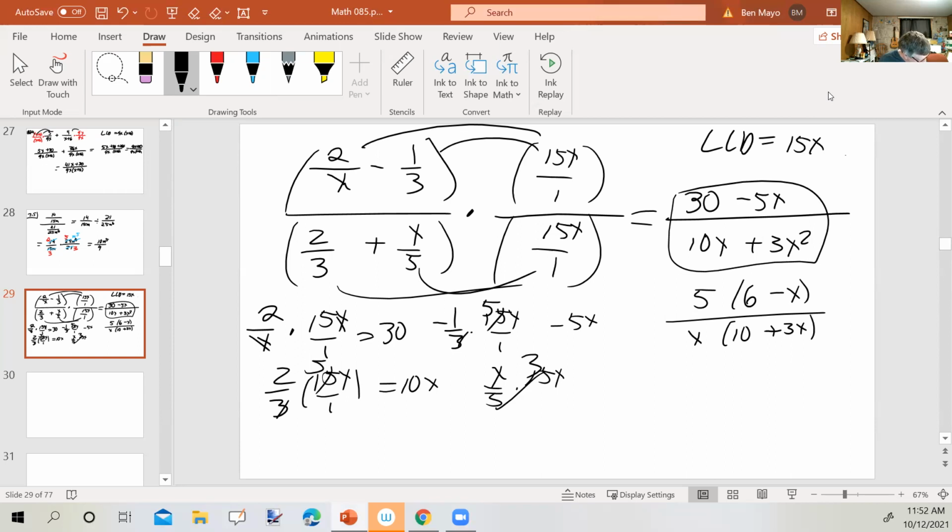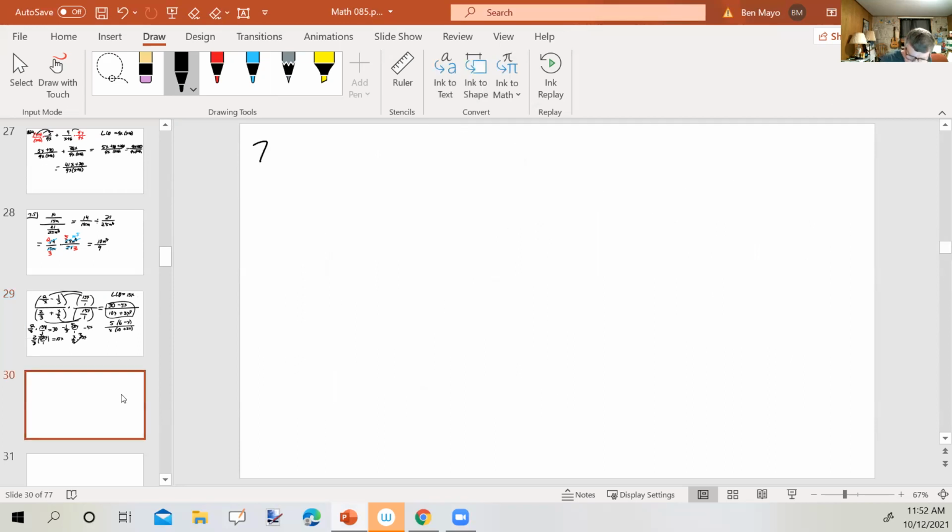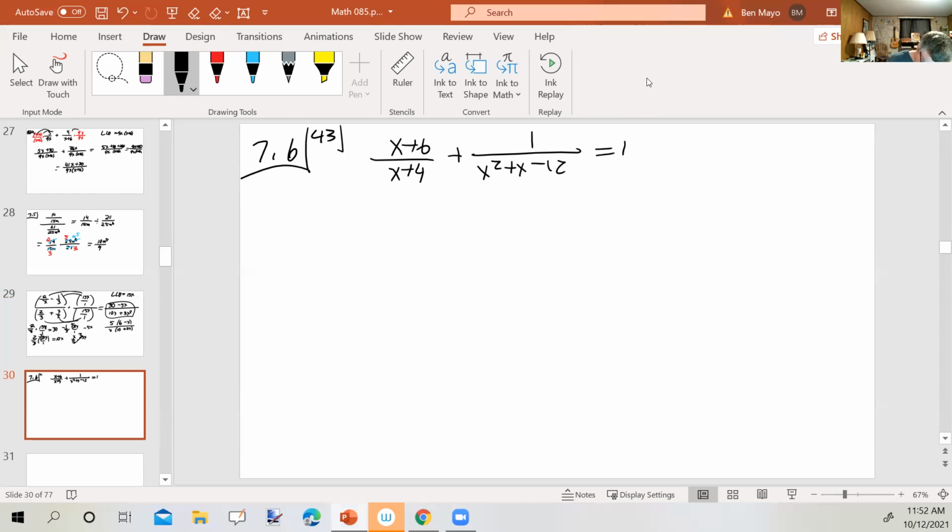Okay, let's see here. Let's take a look at 7.6, solving rational equations. So if you have an equation that contains fractions, you can multiply both sides of the equation by the same LCD to reduce out the fractions. So let's say we've got x plus 6 over x plus 4 plus 1 over x squared plus x minus 12 equals 1. Let's see, this is number 43.